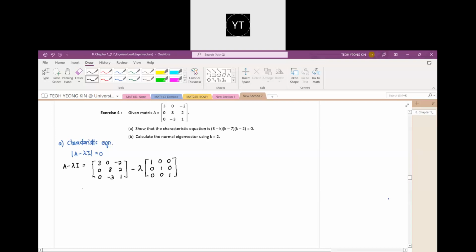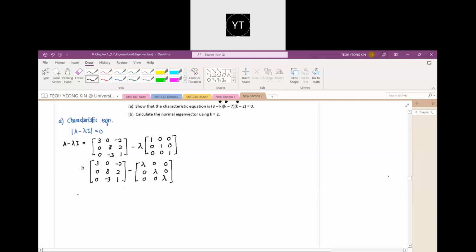And we try to simplify this matrix. So we have 3, 0, negative 2, 0, 8, 2, 0, negative 3, and 1, minus, multiply this lambda into the identity matrix. I should have lambda 0, 0, 0, lambda 0, 0, 0, lambda. Actually, based on this one, our lambda is K. For this particular question, our K is represented as lambda. So this is the lambda.